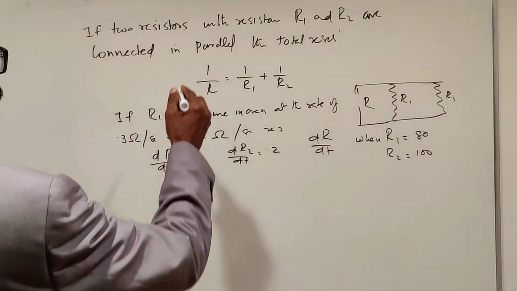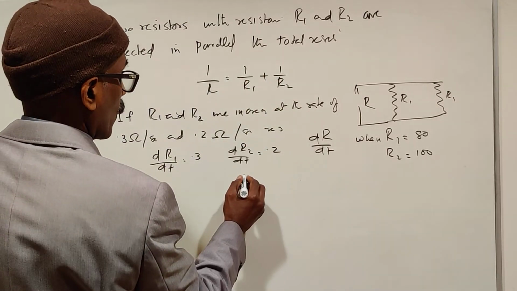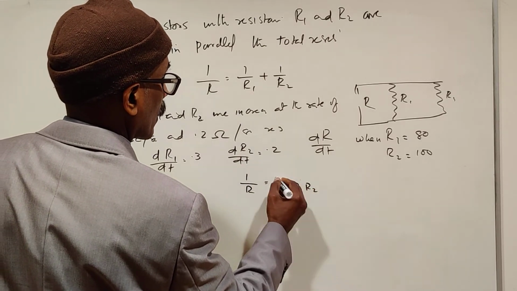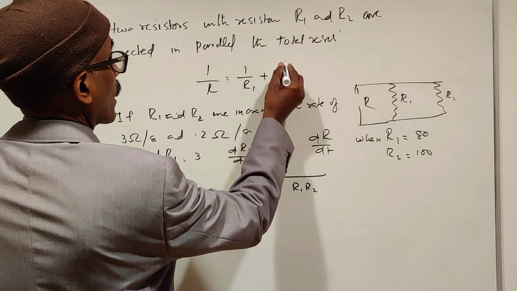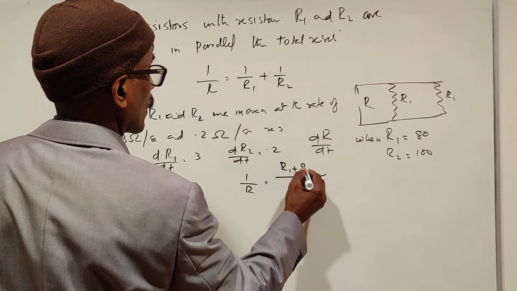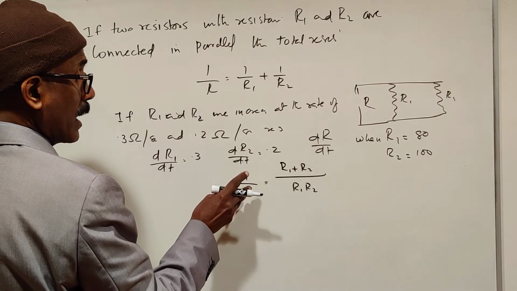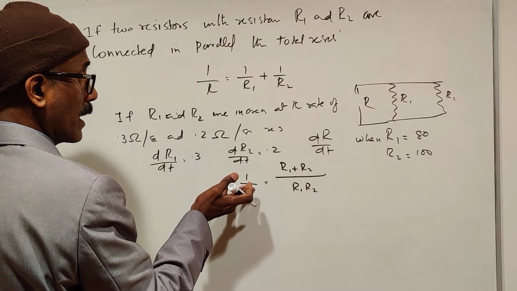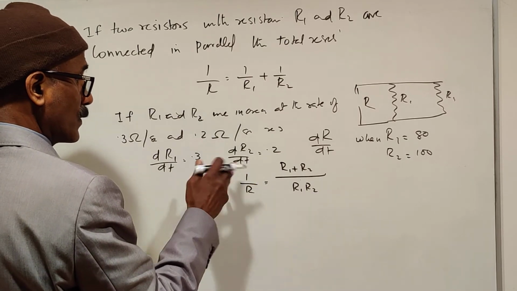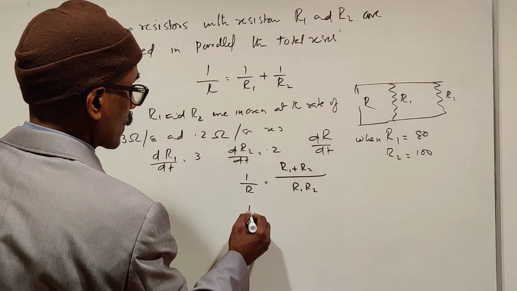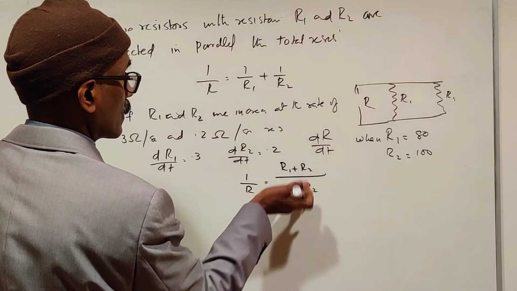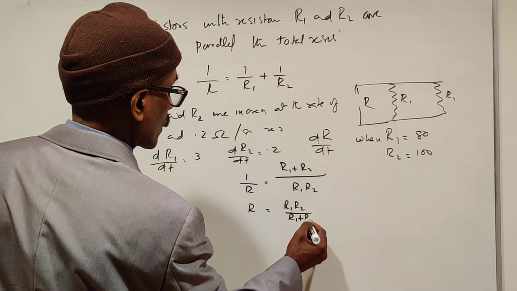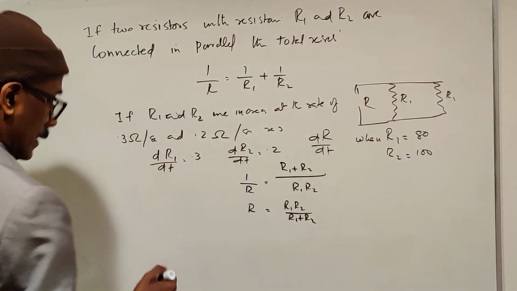All right. First I am going to take this one and simplify. 1 by R is equal to, taking the LCM, R1 R2, then this becomes R1 plus R2. So I am going to differentiate R. I don't need this 1 by R, so I am going to take the multiplicative inverse, just switch the numbers. That is R is equal to R1 R2 by R1 plus R2.